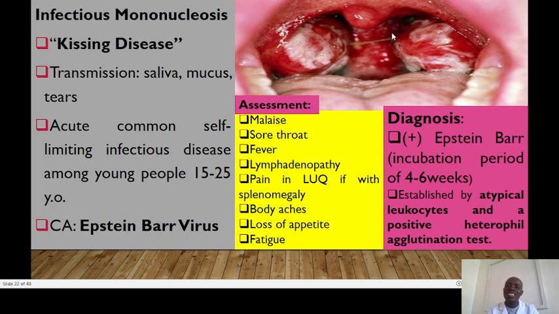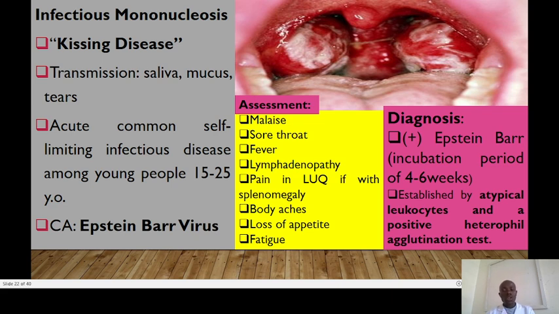All right. Guys, at this juncture, I want us to look at infectious mononucleosis, also referred to as the kissing disease. It is transmitted through saliva, mucus, or tears. It is an acute and self-limiting infection among young people, especially between ages 15 to 25 years, and the major causative factor is the Epstein-Barr virus. Patients present with malaise, sore throat, fever, lymphadenopathy, pain in the left upper quadrant if there is splenomegaly, body aches, loss of appetite, and fatigue.